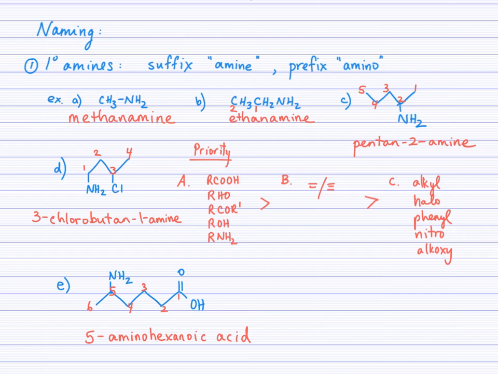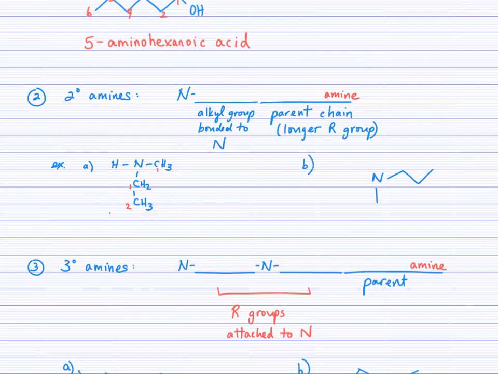3-chloro-butane-1-amine. Now the difference with example E was that out of the two functional groups present, the carboxyl group is higher in priority. And so because the carboxyl group is higher in priority, it becomes the suffix. And so we name the NH2 group as an amino side group. And so we have 5-amino hexanoic acid.